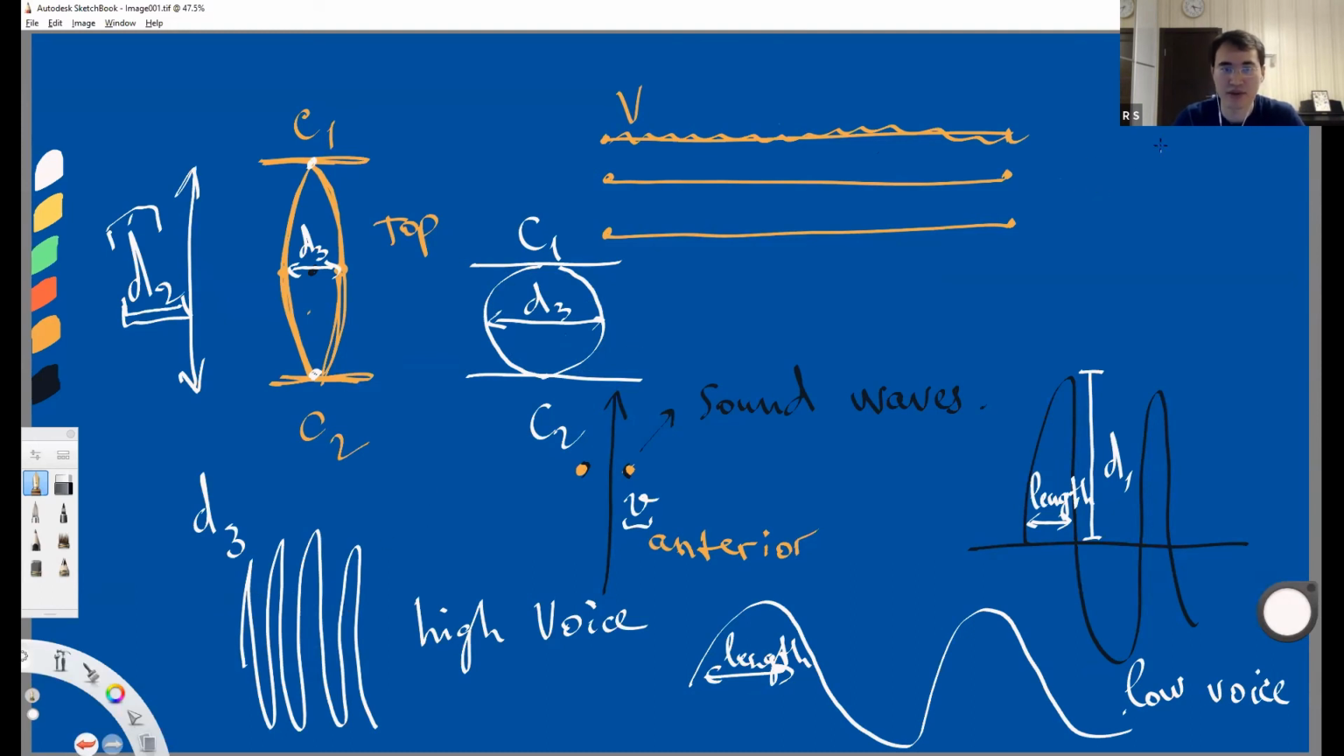So this is how we create the sound waves, and we can manipulate them further in our mouth using the lips, the teeth, the tongue, and by increasing the cavity of our mouth, so it's like the volume inside our mouth. Whenever we increase it, we further increase the lengths, the wavelengths, etc.